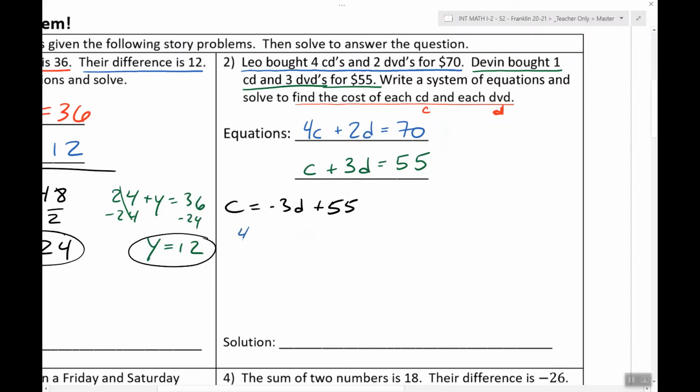So 4 times (-3D plus 55) plus 2D equals 70. So negative 12D plus, what's that, 220, plus 2D equals 70. Combining like terms, I've got negative 10D.